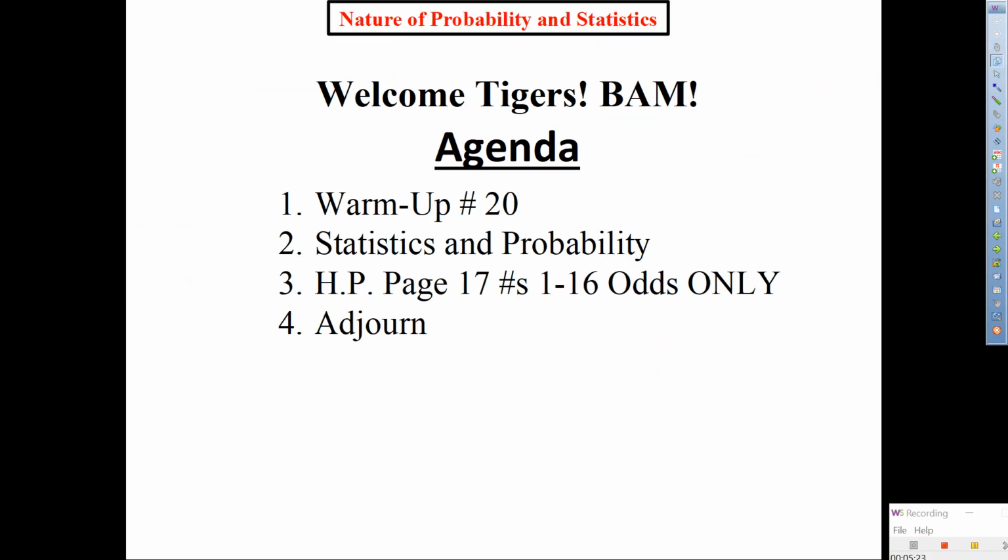Copy the agenda for today. Warm-up number 20, statistics and probability. And today we're moving on to the next session. Your home plate for tonight is page 17, numbers 1 through 16, odds. And if you notice by now, this is routine now. This is our 5th home plate from the book. And if you notice, it's mainly answering questions to situations. So hopefully you're getting the hang of it little by little. All right. And get a Cornell note ready after that.